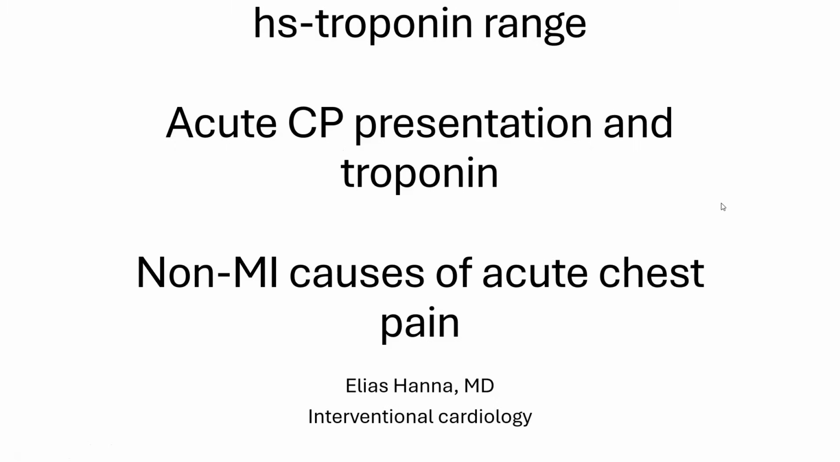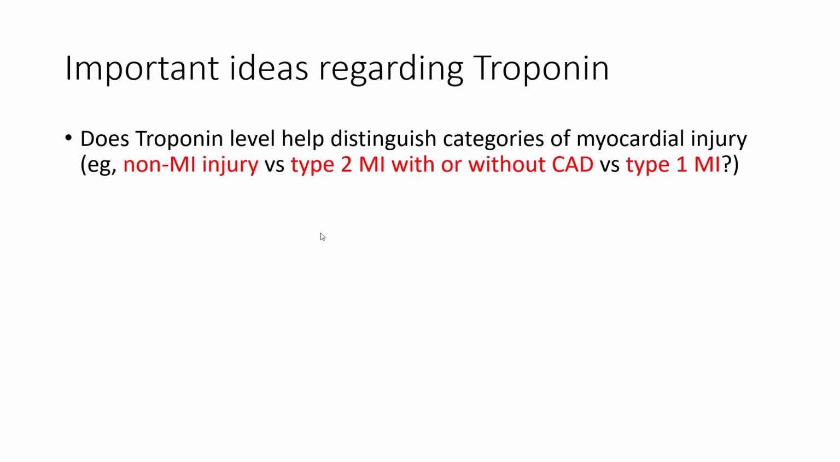I want to talk today about acute chest pain presentations, and I will discuss troponin ranges in various myocardial injuries, as well as troponin algorithms in acute chest pain presentations. I will also give some tips regarding non-MI causes of acute chest pain and overlooked ideas. The first two parts of this topic are mostly an extract of my non-STEMI talk, which I strongly suggest you review. Now, important ideas regarding troponin.